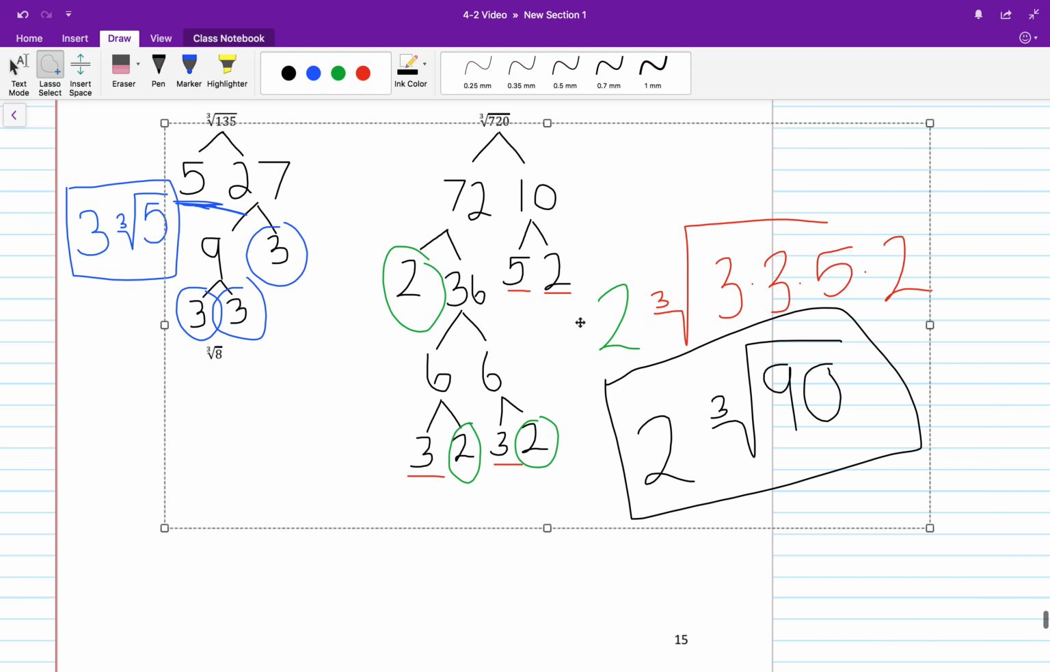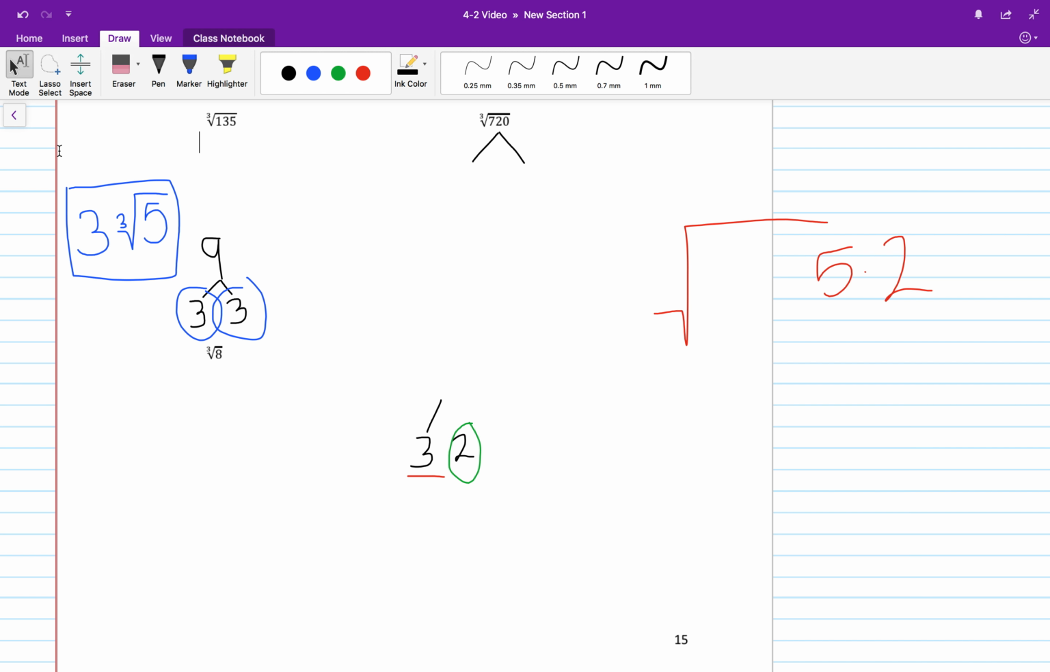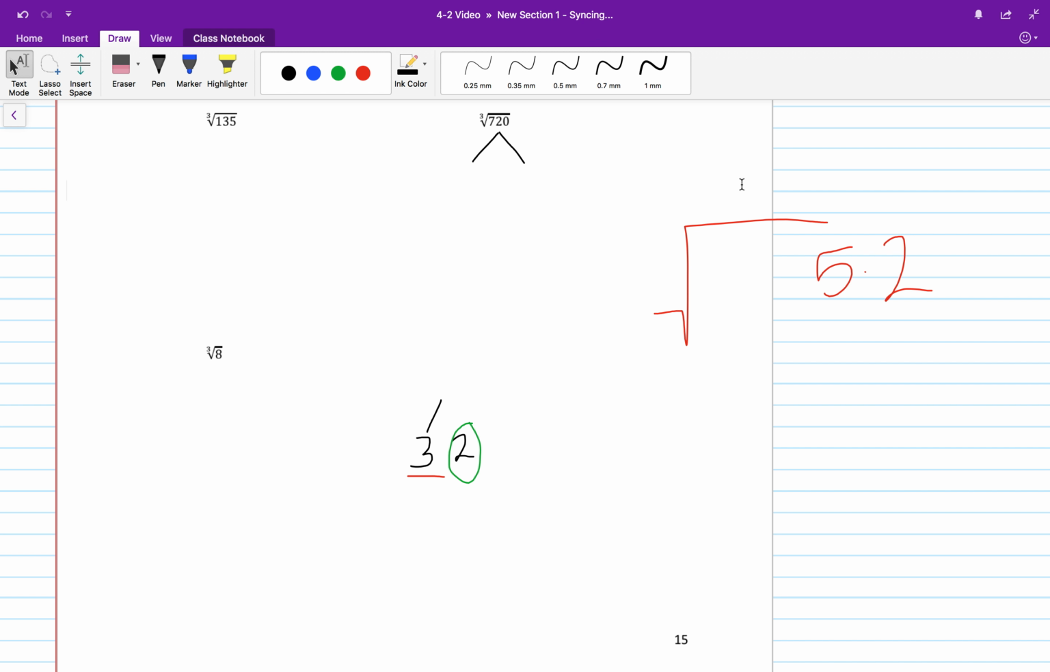Let's get rid of all this stuff we've got here. We've got the cube root of 8 down below. So why don't you guys stop the video and give that one a try. I will tell you, you might think it's a little tricky after you make the factor tree.